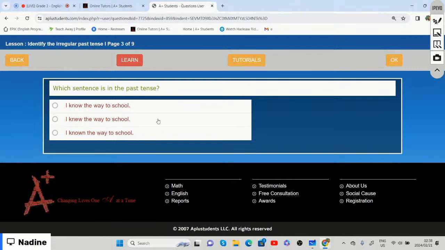All right. Which sentence is in the past tense? I know the way to school, or I knew the way to school, or I known the way to school. So we need to select the past tense. Is it option one, which is I know the way to school? Option two, I knew the way to school? Or option three, I known the way to school?